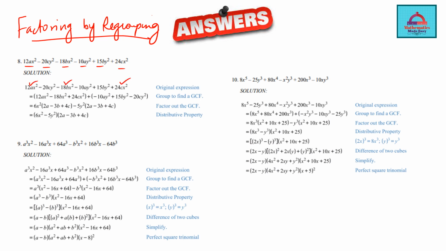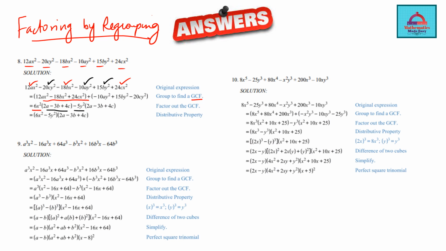If you think why I'm grouping in this way, because all three of them have a GCF which is common, 6x square. And these two, let me change the color, minus 20cy square minus 10ay square and plus 15 also have a common factor of minus 5y square. So you take it outside.